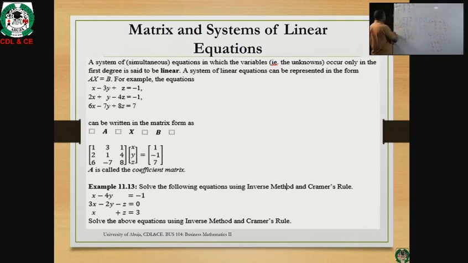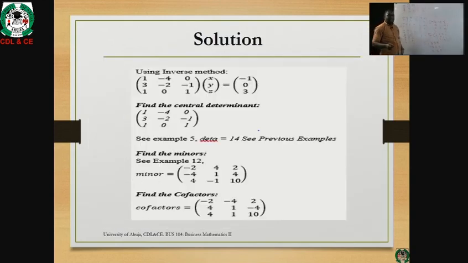Now, let me illustrate something on the board for you to understand me clearly. Assuming this matrix is being used to multiply x, y, z, which is equal to the constants, which are minus 1, 0, and 3. In order to solve this, we bring out the main matrix first, as projected on the screen. When we bring it out, we find the central determinant. We say see example 5. And remember, the determinant has been solved to be 14. Remember this same central matrix we are using has been solved to be 14. We say see previous example.